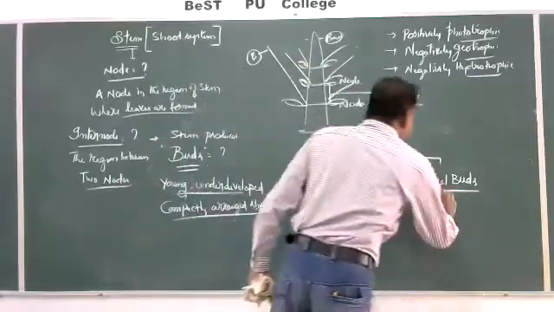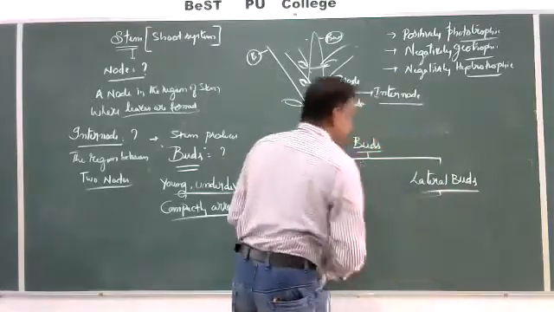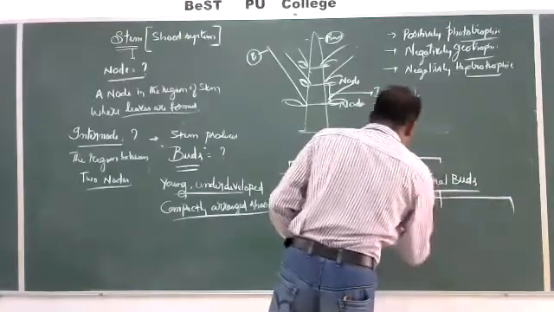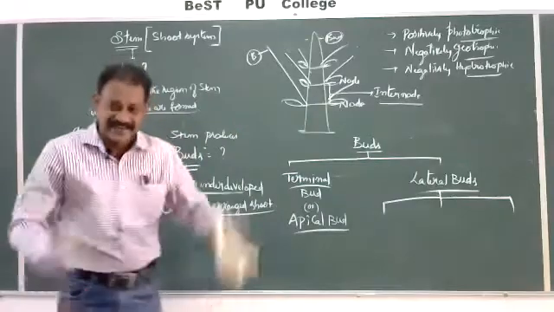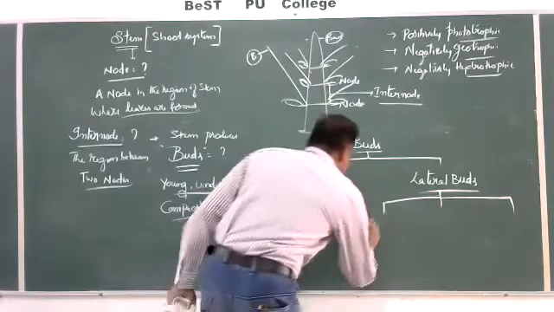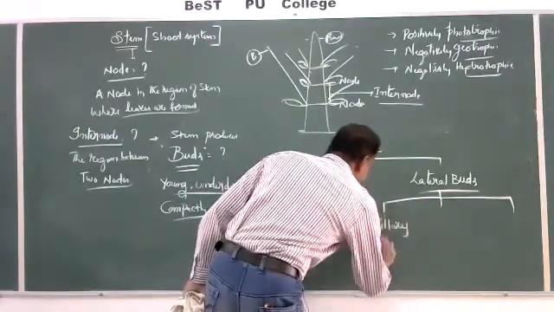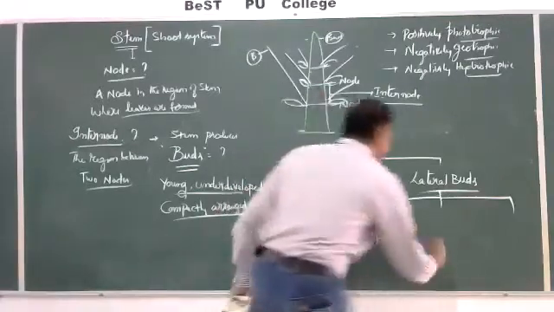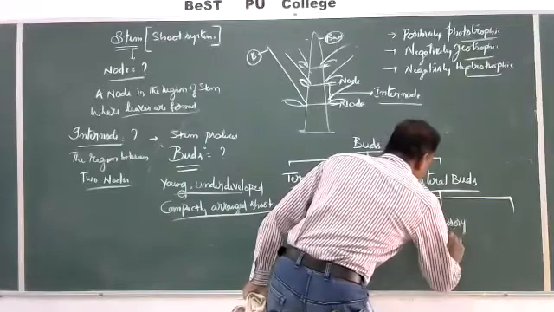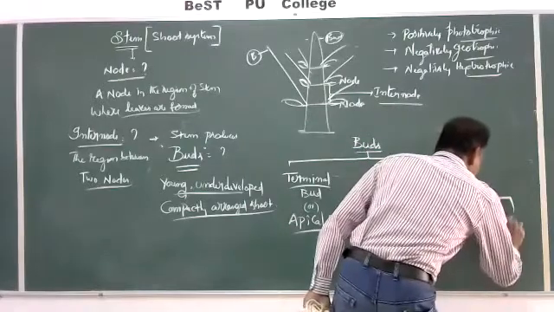These lateral buds are again of various types based upon their position. On the lateral side only, they are again classified as axillary buds, accessory buds, and adventitious buds.